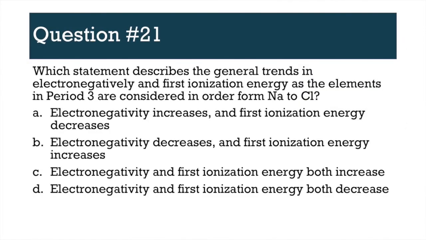Question number 21 says, which statement describes the general trends in electronegativity and first ionization energy as the elements in period 3 are considered in order from Na to Cl? Here is your periodic table. Na is over here, Cl is over there, and we are going across a period. Remember, electronegativity and ionization energy do the same thing, so we can get rid of choices A and B.